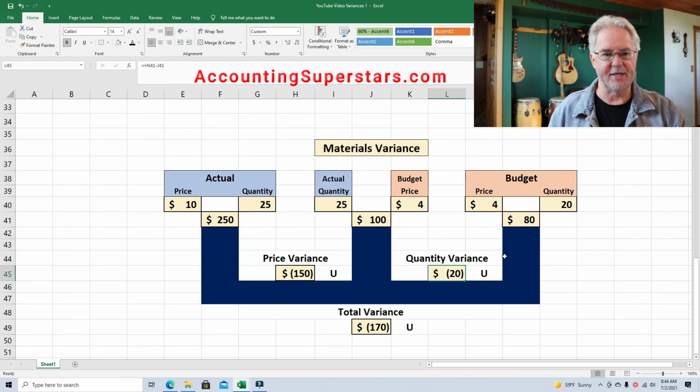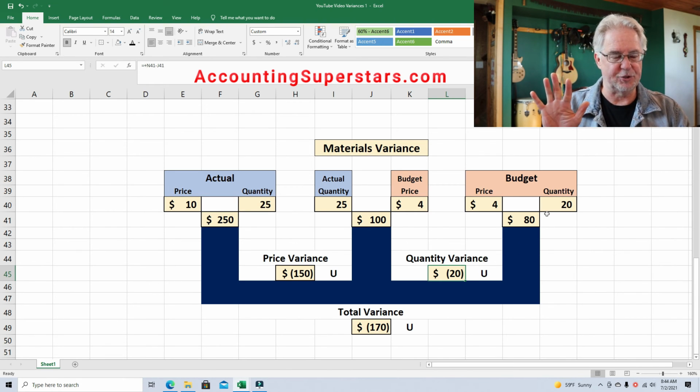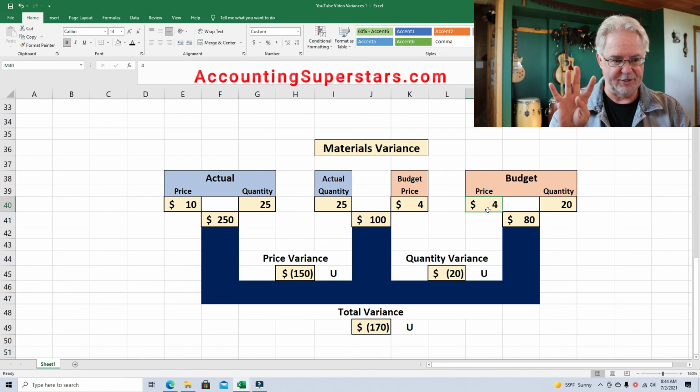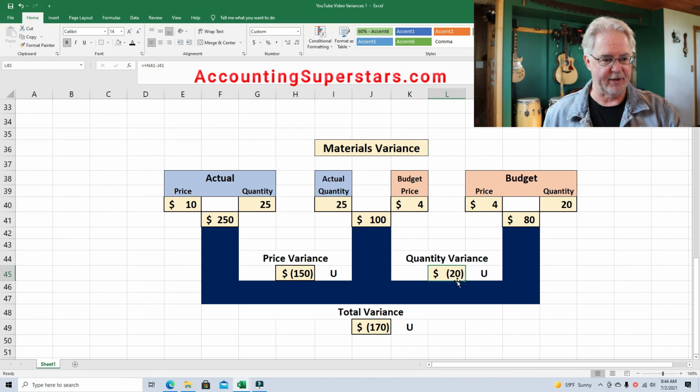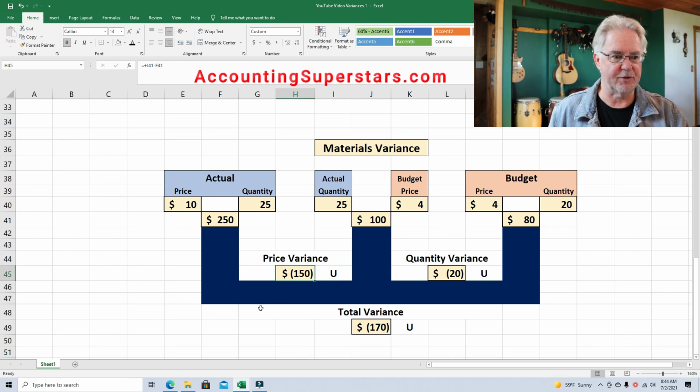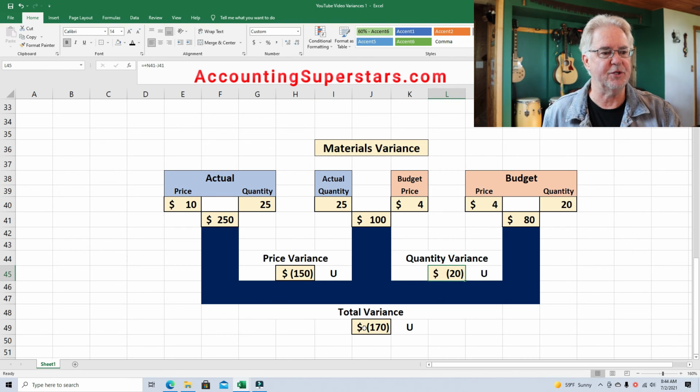And by the way, the 5 extra 2x4s at the budgeted price of $4 a 2x4. So 5 times 4 is 20. That's how we got that, essentially. And so the price variance, unfavorable. The quantity variance, unfavorable. So the total variance is unfavorable.